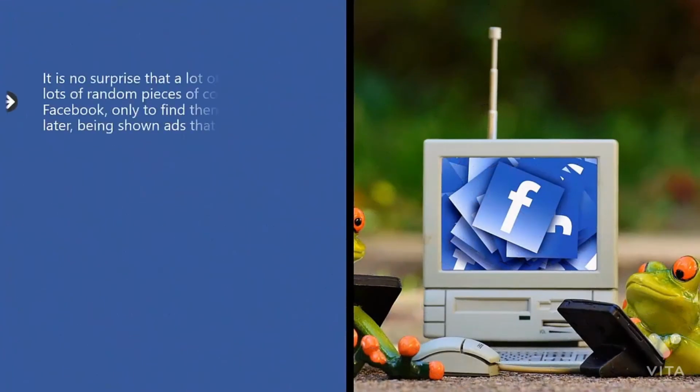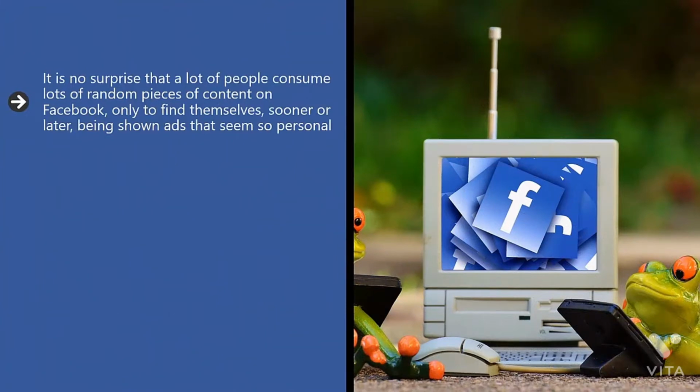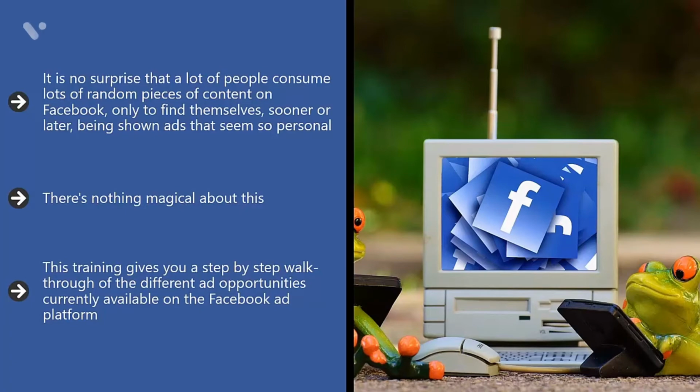I know, it sounds creepy, but Facebook has so much technology it can figuratively get in your head. It is no surprise that a lot of people consume lots of random pieces of content on Facebook, only to find themselves, sooner or later, being shown ads that seem so personal. It's as if they're thinking about certain things, and an ad would show up that matches those concerns, fears, or needs. There's nothing magical about this. This is a testament to just how robust Facebook's technology is. This training gives you a step-by-step walkthrough of the different ad opportunities currently available on the Facebook ad platform.